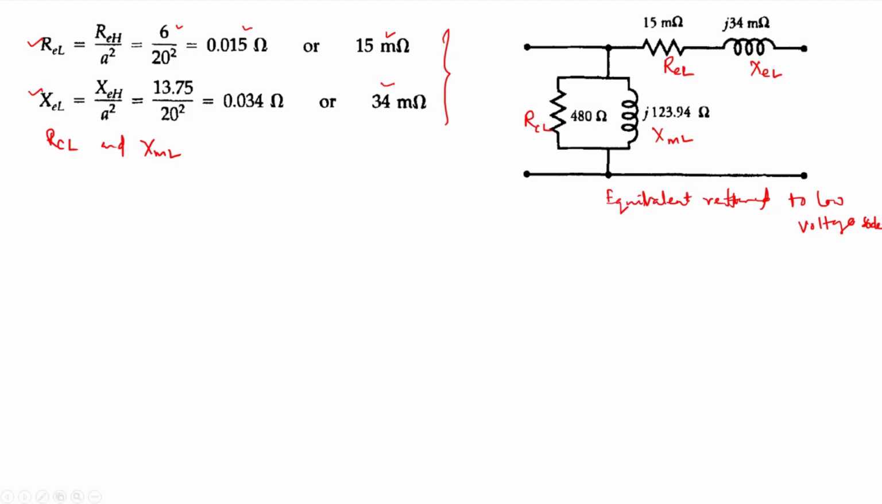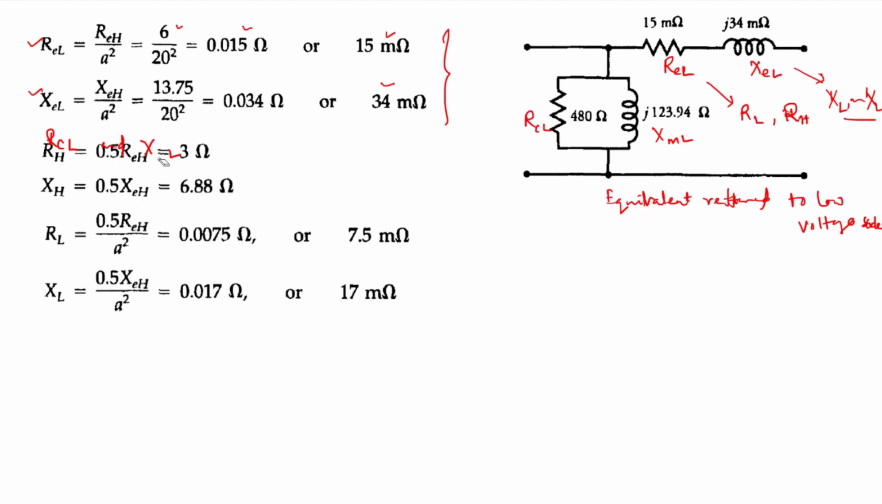Now we need to find the parameters in a segregated manner, so that this REL, XEL will be segregated into RL and RH. And XEL can also be segregated into XL and XH. We already know the formula for the optimal design of the transformer, right? So therefore I can write RH equal to 0.5 REH.